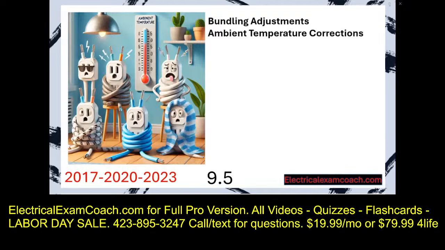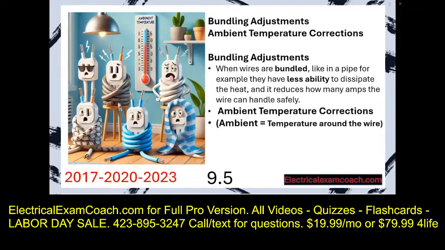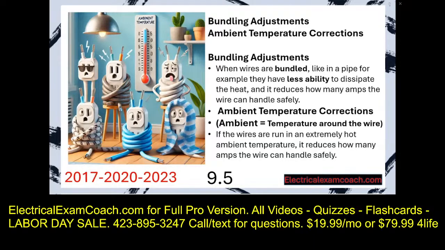These are a subset of ampacity. And remember, ampacity is just how many amps the wire can handle safely under its conditions of use without exceeding its temperature rating. Bundling adjustments work like this. When wires are bundled, like in a pipe for example, they have less ability to dissipate the heat, and it reduces how many amps the wire can handle safely. Ambient temperature corrections are like this. If wires are run in an extremely hot ambient temperature, it reduces how many amps the wire can handle safely. We're going to learn about these one at a time.